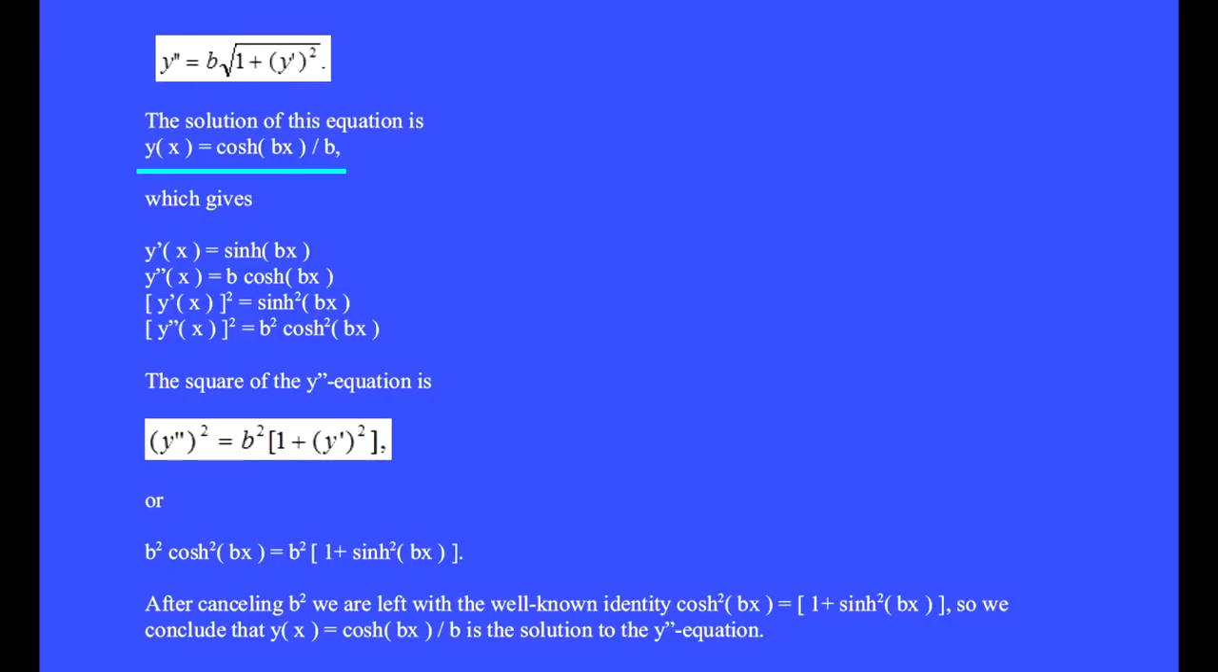The solution to this equation is y of x equals cosh bx all divided by b, which gives y prime equals sinh bx and y double prime equals b cosh bx. Y prime squared is then sinh squared of bx, and y double prime squared is b squared cosh squared bx. The square of the y double prime equation is y double prime squared equals b squared times 1 plus y prime squared, or b squared cosh squared equals b squared times 1 plus sinh squared. After canceling b squared, we are left with the well-known identity, cosh squared equals 1 plus sinh squared. So we conclude that y of x equals cosh bx over b is the solution to the y double prime equation.